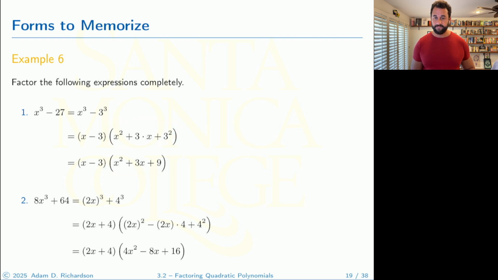There we go. Now, same thing for the next part. This is 2x cubed plus 4 cubed. Use the sum of cubes formula. A, B, A squared, A, B, B squared. Signs, right? Same, opposite, always positive. And then just simplify a little bit. 2x squared is 4x squared. 2x times 4 is 8x, and 4 squared is 16.